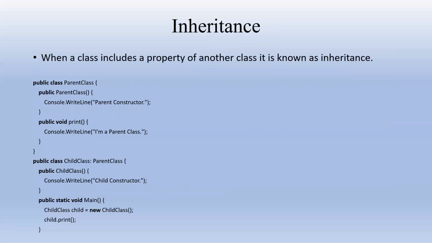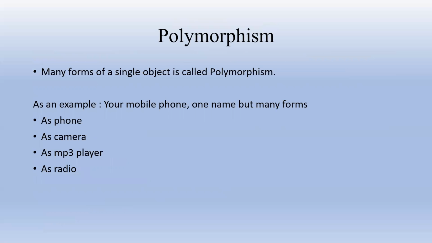Then we are calling the child class from another method, which is main, by creating the object of the child class. And since we have inherited the parent class inside the child class, we are able to access the print method of the parent class using the child class object. So this is known as inheritance.